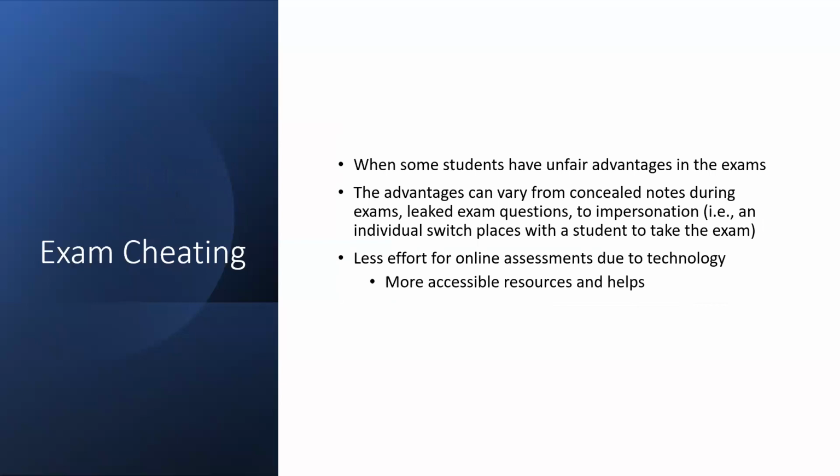The next one is exam cheating. It happens when some students have an unfair advantage in the exam. The advantage can vary from concealed notes during exams, leaked exam questions, or even impersonation, like having another individual switch places with us to take the exam. So it is somewhat similar to contract cheating, basically.